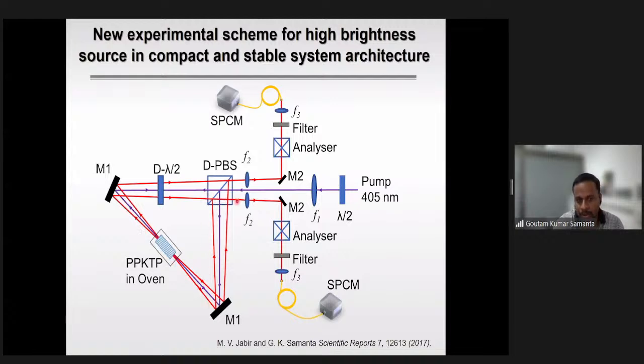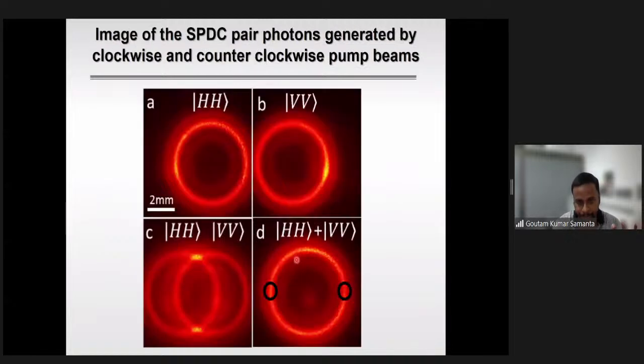So now if you just put a camera here, we'll see a SPDC ring. And then what we do is separate this ring. We divide the ring into two parts to identify the diametrically opposite points, and we collect those using the fiber and then analyze them, as I explained, using this analyzer in both arms, doing the coincidence measurement.